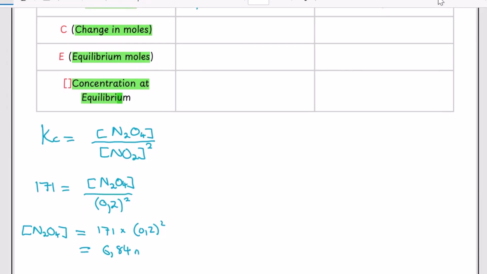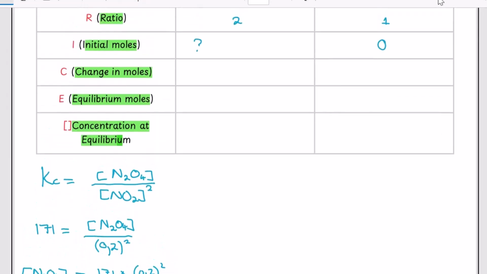6.84. Okay, so this is concentration. I'm going to say mole per dm cubed. So this is what I'm actually having here. After that, I now have the concentration of this one, which is 6.84, right?